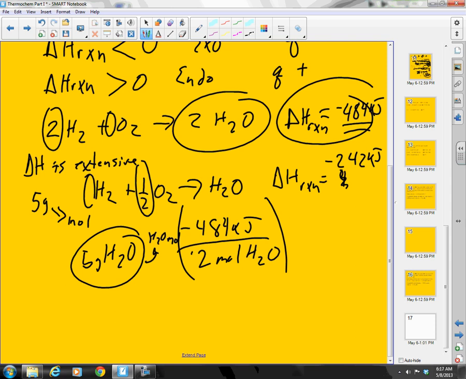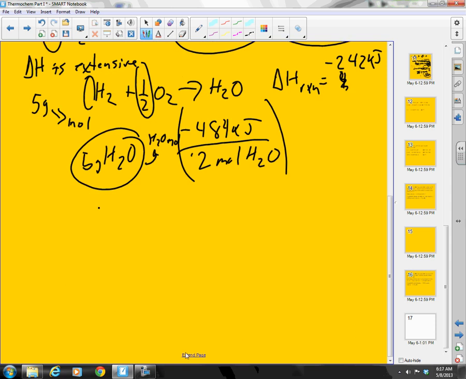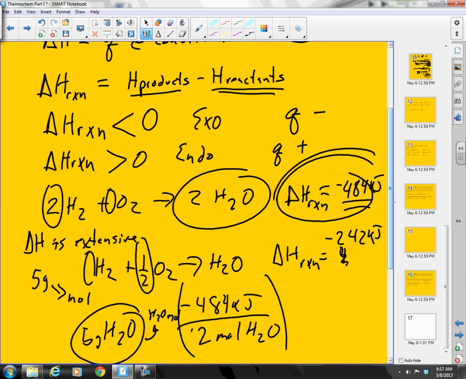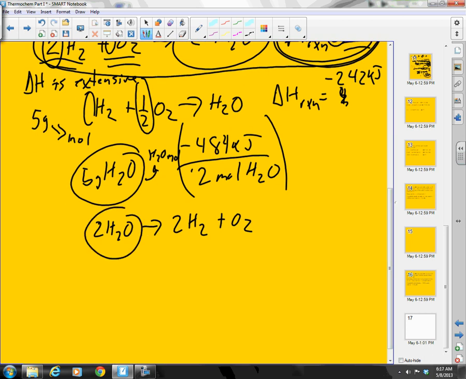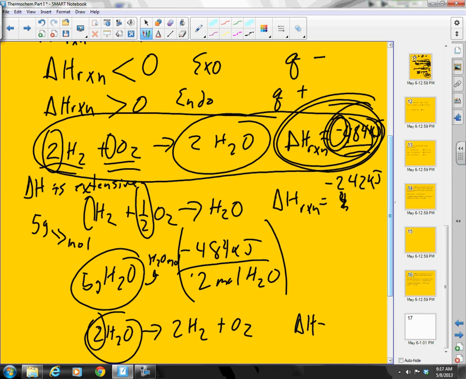Great. And we also said direction matters, that if I have 2 H2O going to 2H2 plus O2, that is the exact opposite of this reaction. So if I go from hydrogen reacting with oxygen and it is exothermic, then when my water goes to form hydrogen and oxygen, it's going to be endothermic, but since it's 2 moles, it's the same quantity, right? 484 kilojoules. Cool.